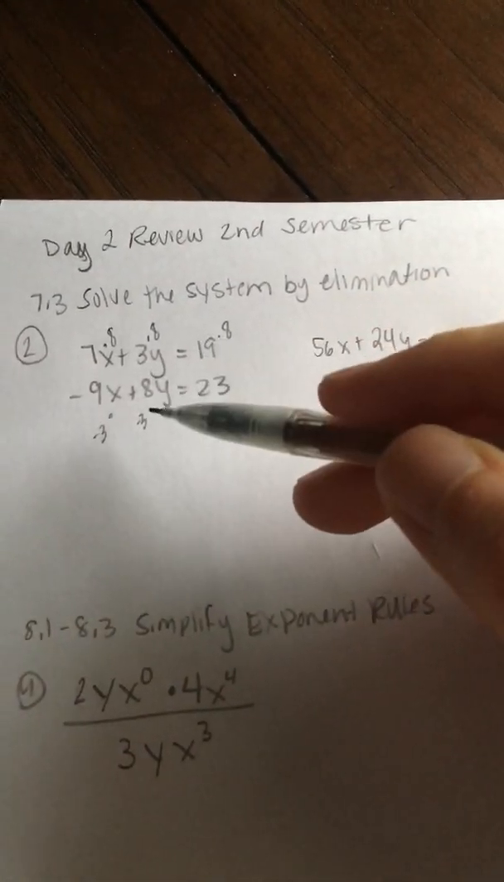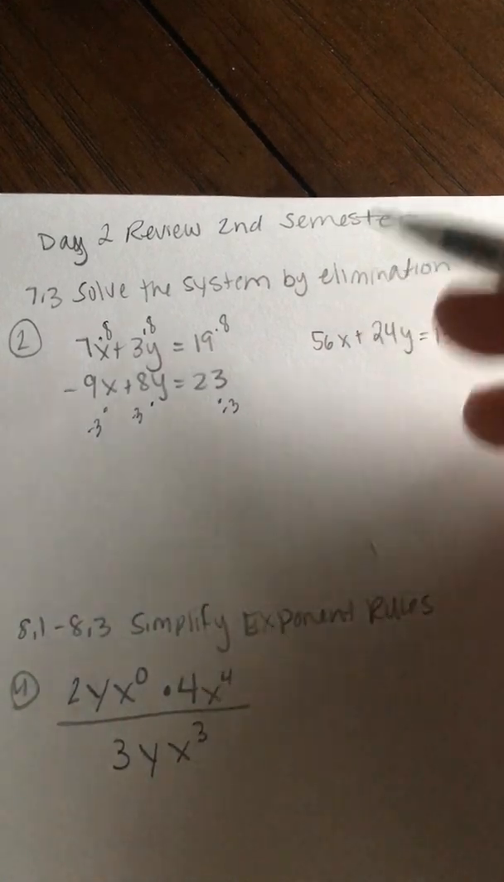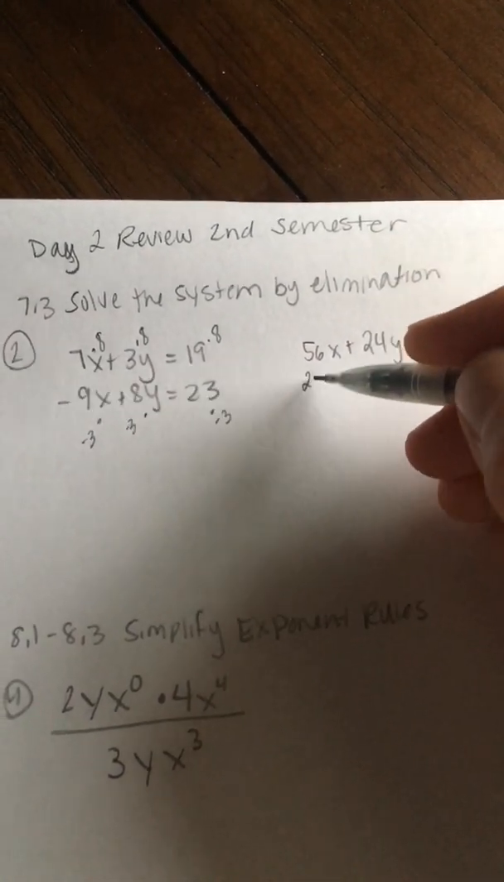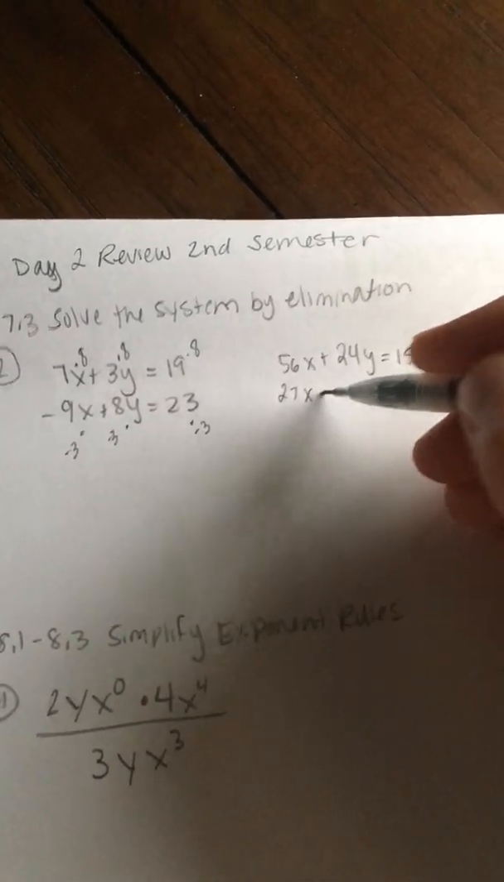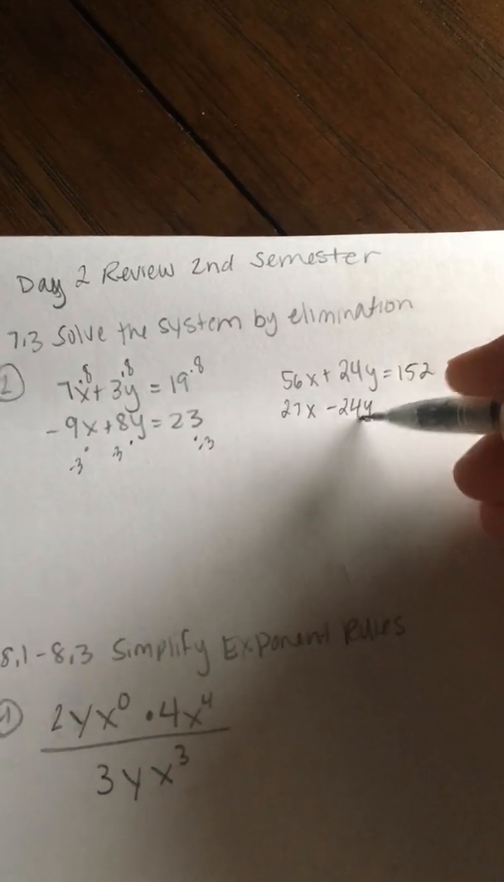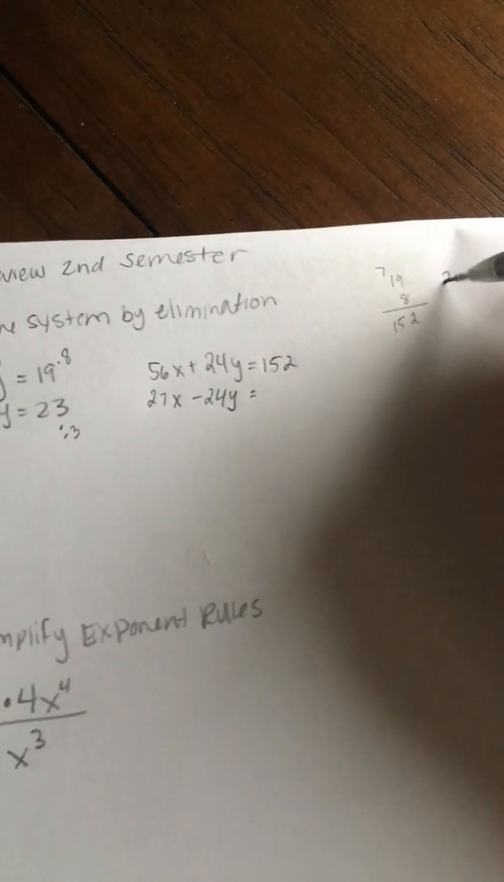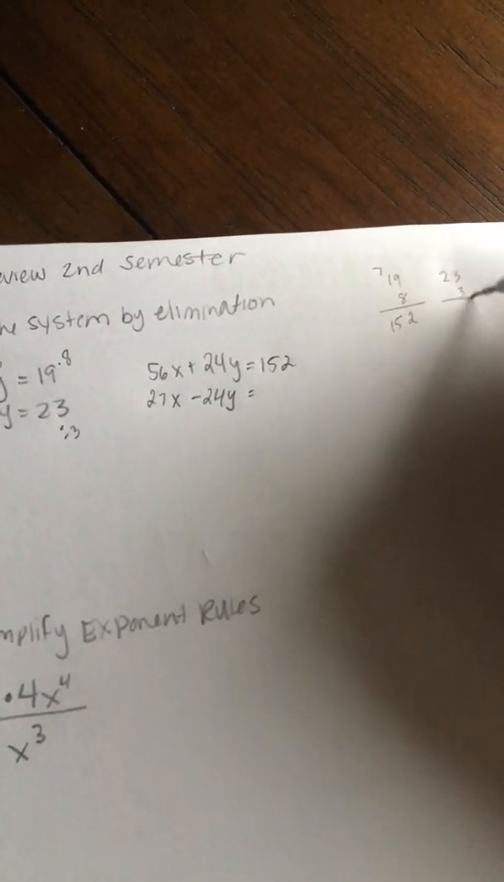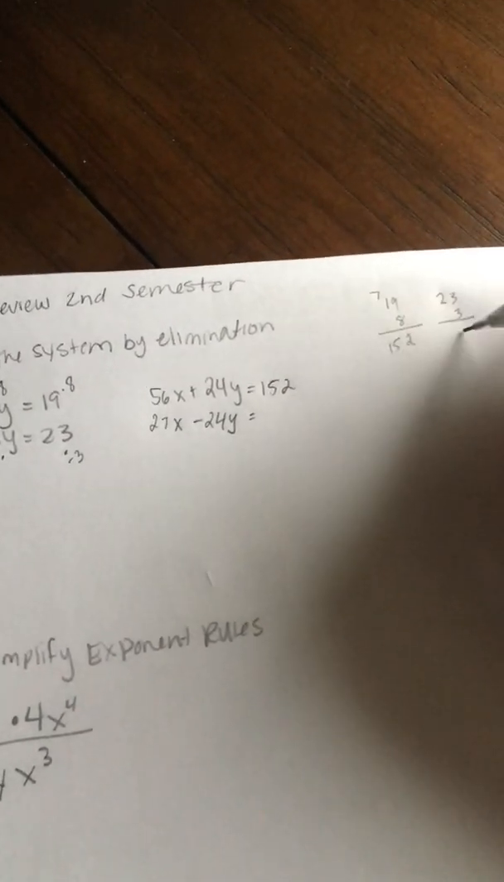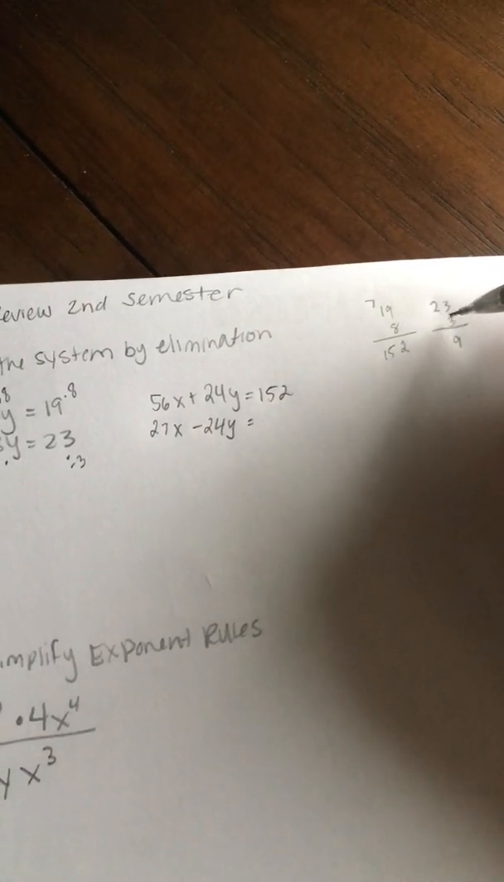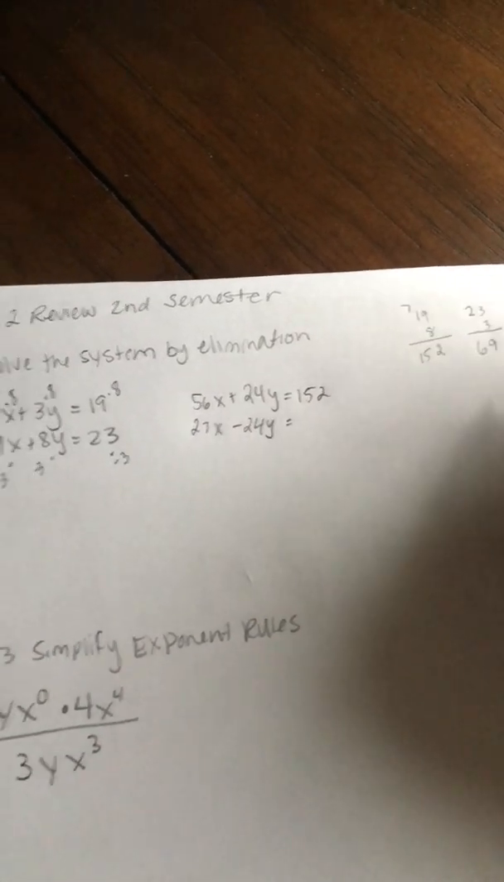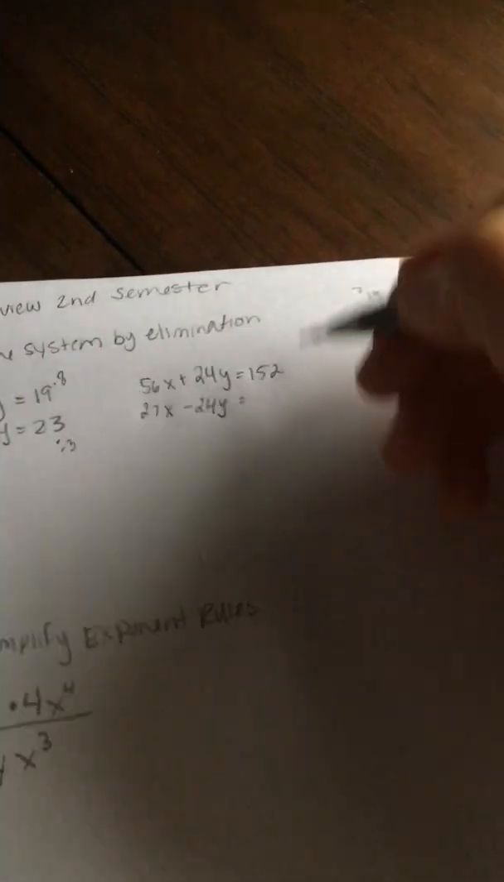Multiplying through by a negative 3. A negative times a negative is a positive. 9 times 3 is positive 27x minus 24y equals 23 times 3. Most of us can probably do that one in our head, but I'll show it off to the side. 3 times 3, 9. 3 times 2, 6. So negative 69.